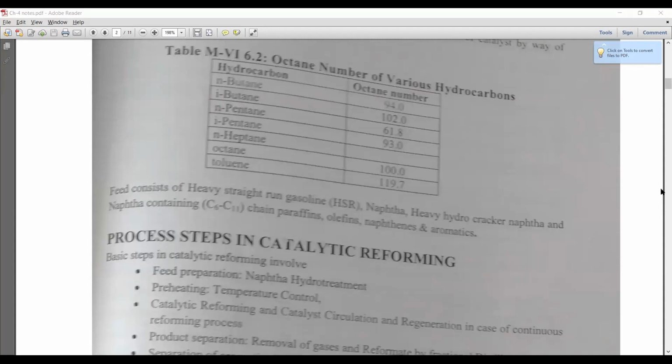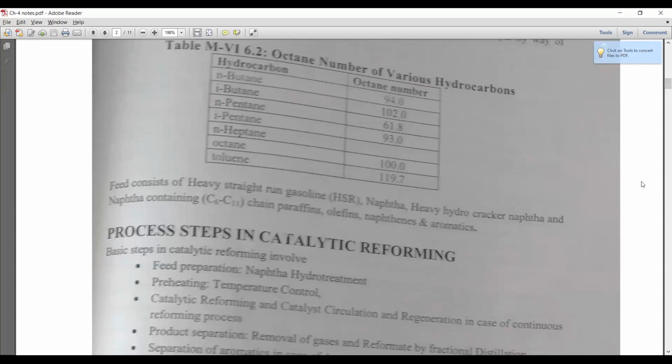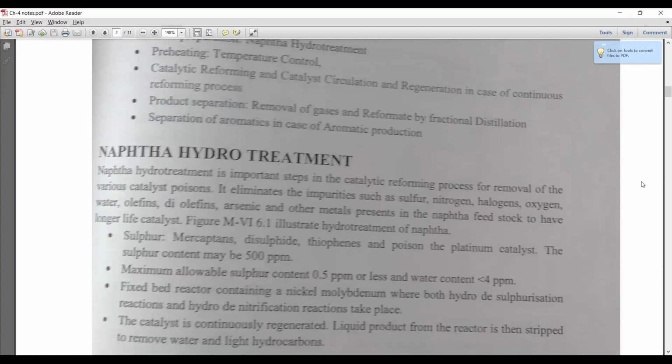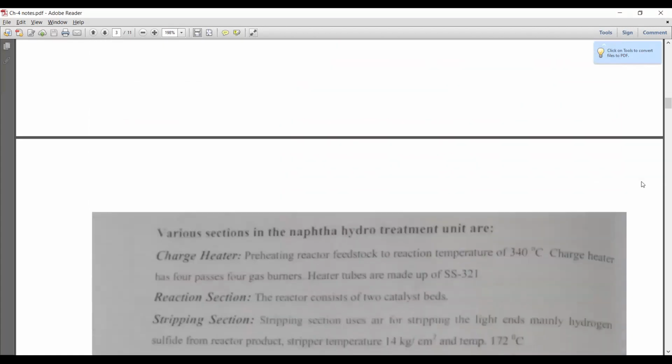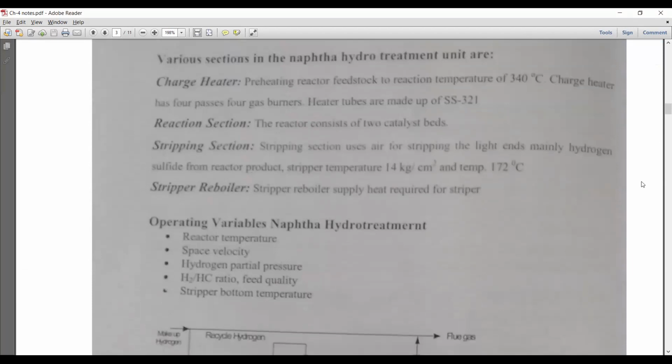Those steps are given here. Naphtha hydro treatment you will have to see from here. The one which we have in the PPT is naphtha cracking. So there is a difference between naphtha hydro treatment and naphtha cracking. For naphtha hydro treatment, you will have to write the answer from here.